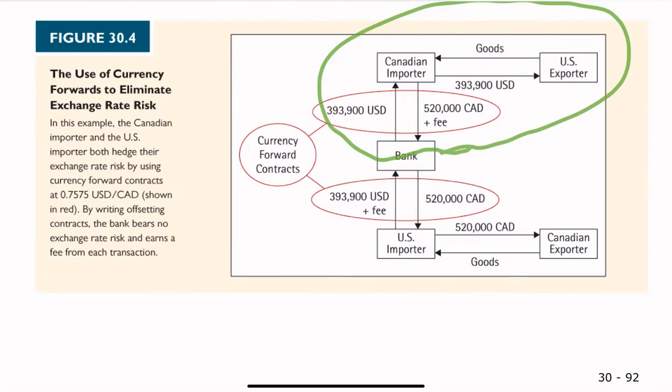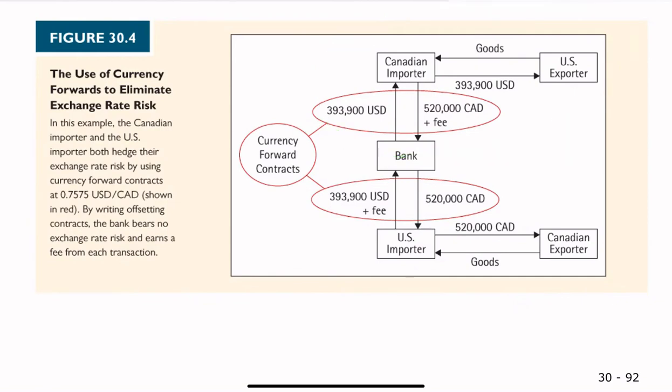So what you can see here is there is a Canadian importer. This Canadian firm will need US dollars to purchase goods from a US firm. And to hedge against the currency risk, it will enter into a different currency forward contract with the bank. So what will happen is this Canadian firm will exchange Canadian dollars for US dollars, right? Basically, the Canadian firm will pay Canadian dollars to the bank, and the bank will give US dollars to this Canadian importer.